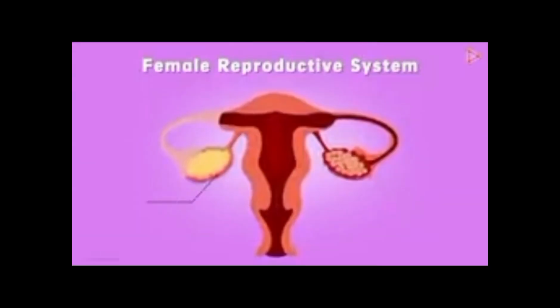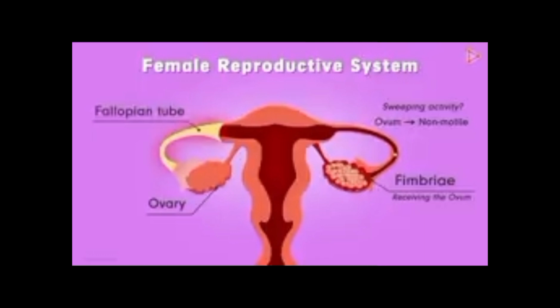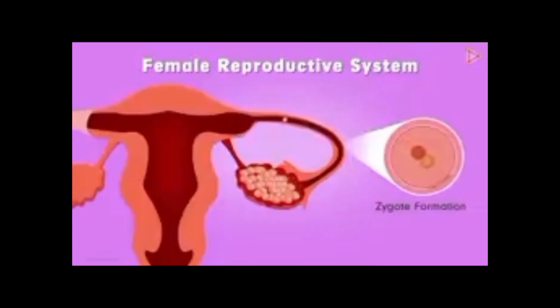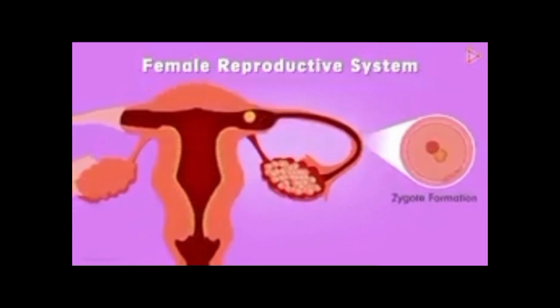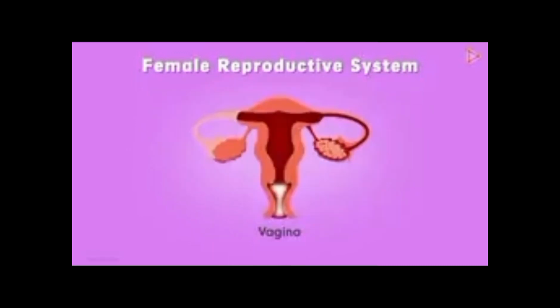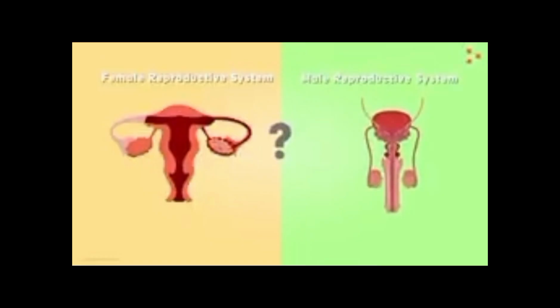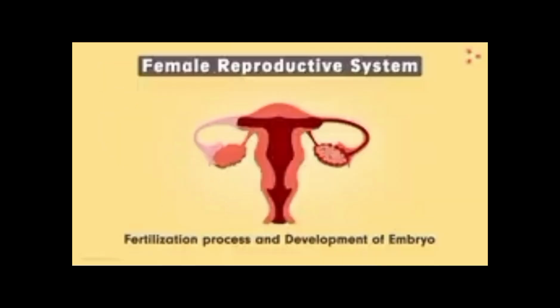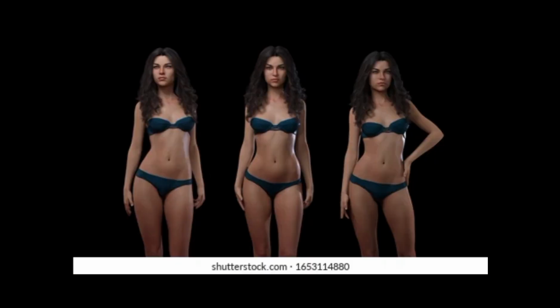The male reproductive system consists of the testes, vas deferens, prostate, seminal vesicles, and penis, while the female reproductive system consists of ovaries, fallopian tubes, uterus, vagina, and the breast. All these systems form a human organism, or one complete individual.